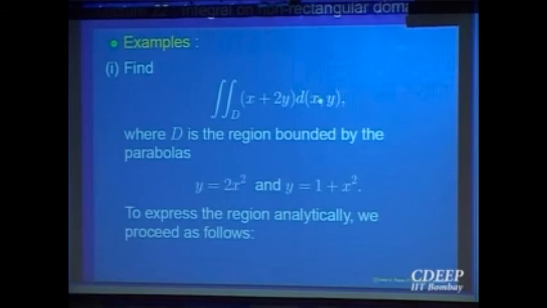We want to compute this integral where D is the region bounded between the parabolas y equal to 2x squared and y equal to 1 plus x squared, right? The region is between these two parabolas. So what do you want to do? You have to interpret this as a type 1 or type 2. Choice is yours. So y is equal to 2x squared, y is equal to 1 plus x squared. So what will be your first step? Find the limits for at least x, right?